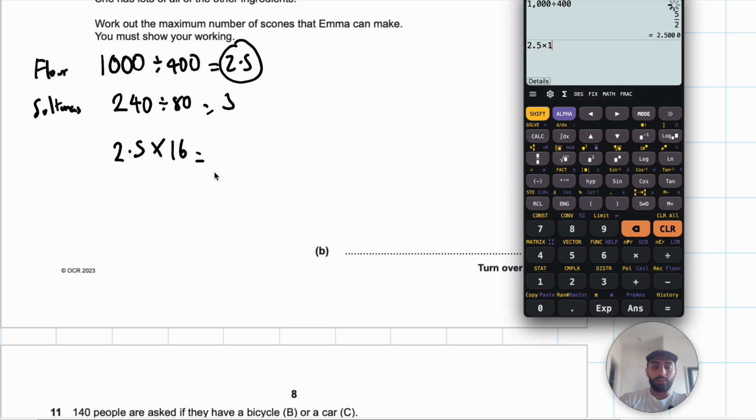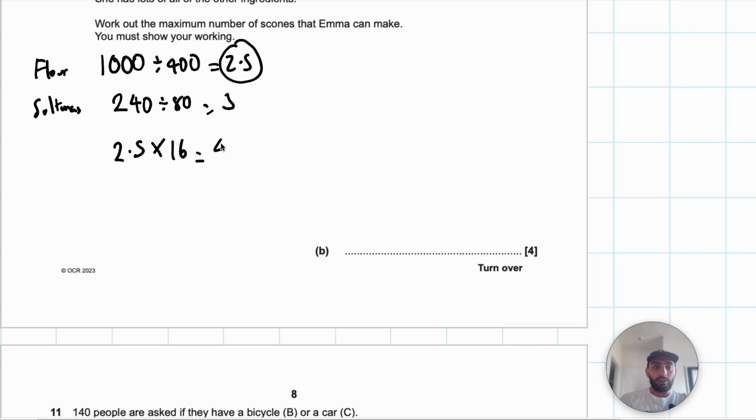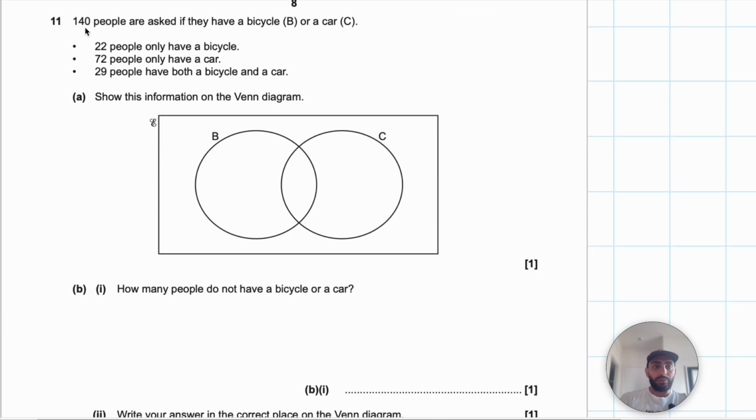2.5 times by 16, which gives me 40. So the maximum number of scones is 40. Question 11. 140 people are asked if they have a bicycle or a car.